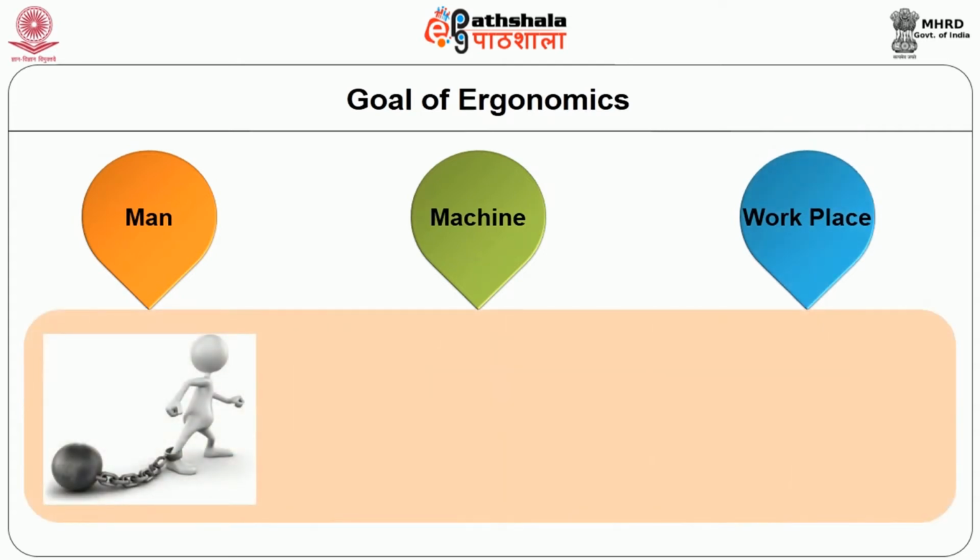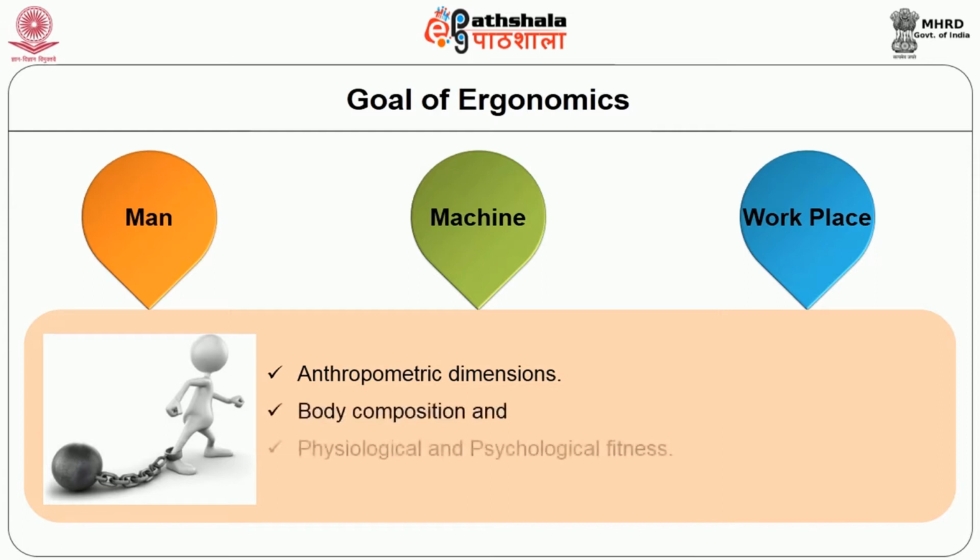Man, the worker. Every individual has his or her own limitations with the body characteristics. Using a few criteria, these qualities can be assessed. As I was telling you earlier in our work triangle, how a man could work based on his capabilities and limitations, how those capabilities and limitations could be assessed, could be due to anthropometric dimensions, body composition, physiological and psychological fitness. What is anthropometric dimensions?